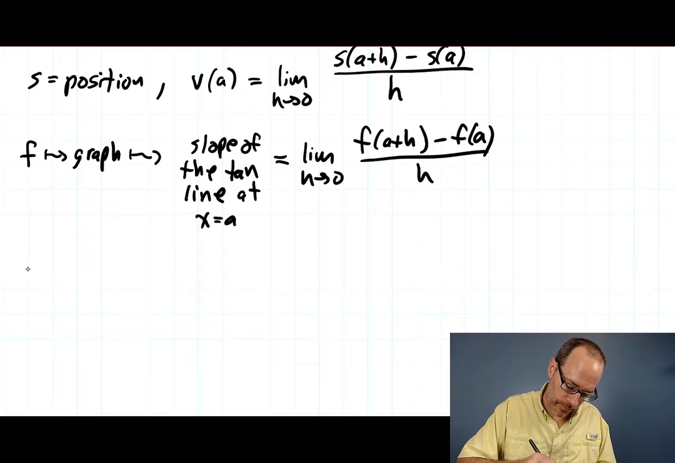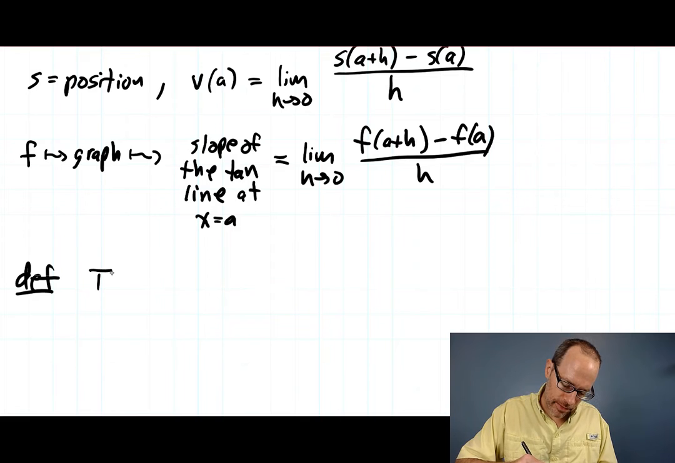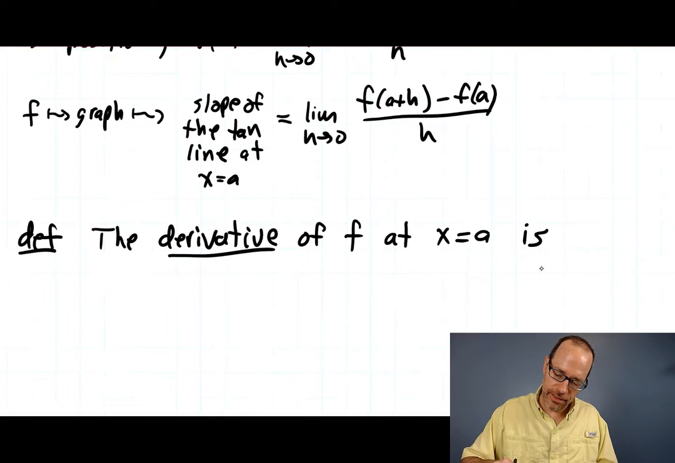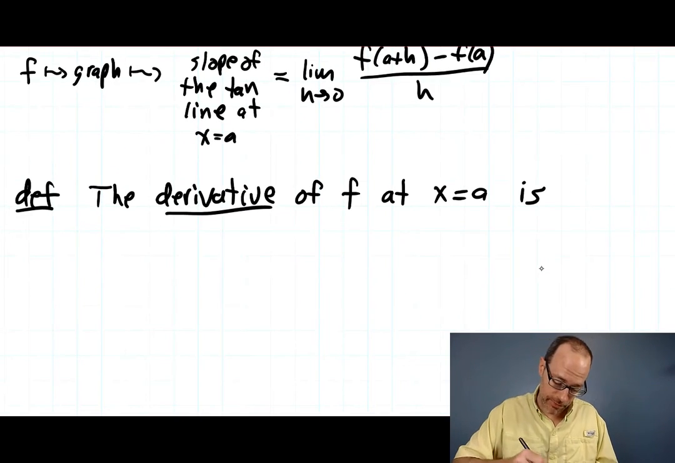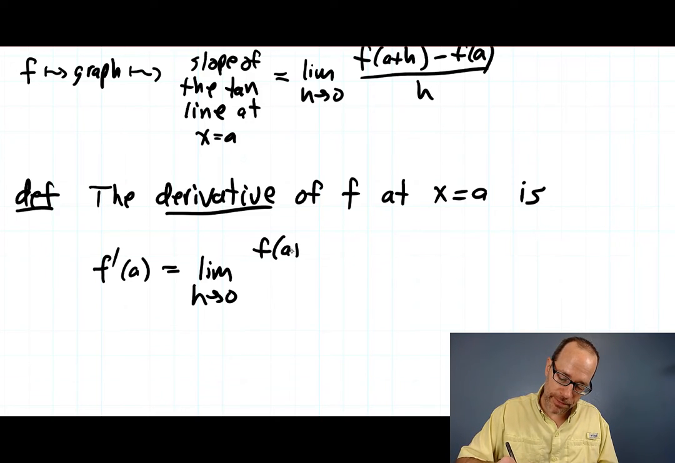All right, so definition. For a function f, the derivative of the function f at x equals a is, now it has a number of different notations. Let me give you one of the main ones and then we'll come back and give some others. It's written f prime at a, and it's defined to be the limit as h goes to 0, f of a plus h minus f of a all over h.